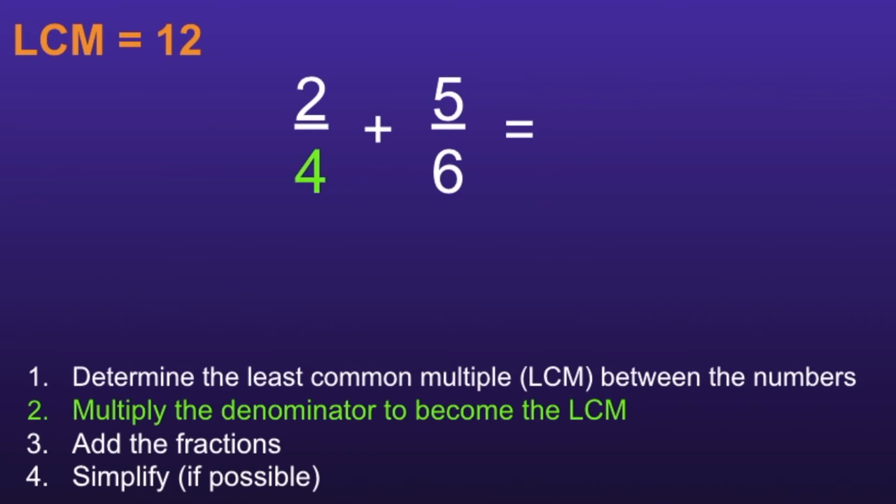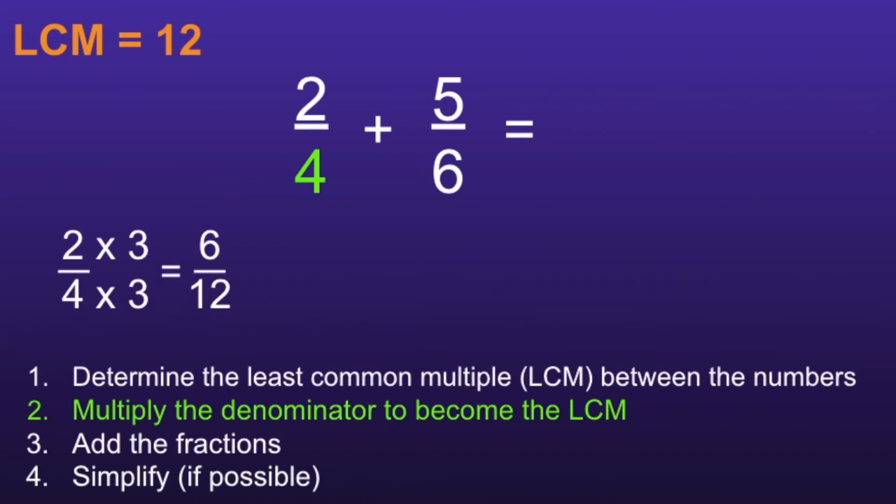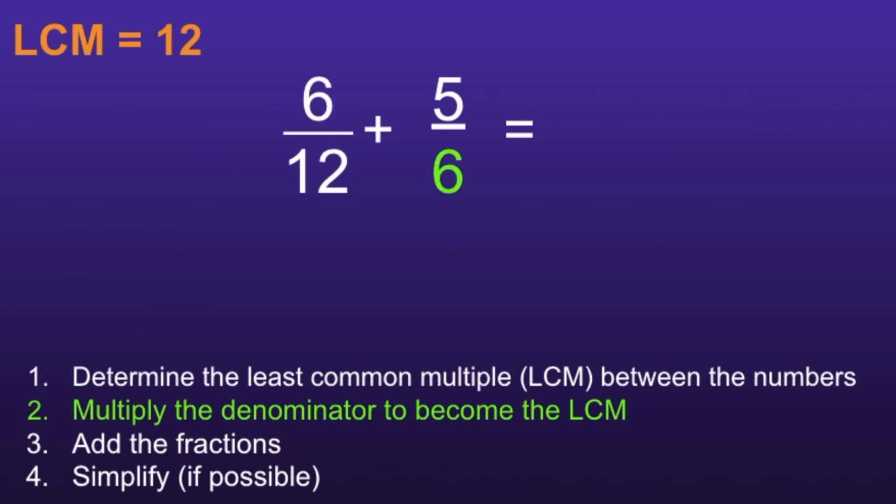We'll start with that first fraction. Our denominator is a 4. And if we pull up our multiples, we can see that 12 is the third multiple of 4. This lets us know we will have to multiply the numerator and denominator by 3. When we do that, we are left with the fraction 6/12. And since 2/4 is equal to 6/12, we can change that original fraction 2/4 into 6/12.